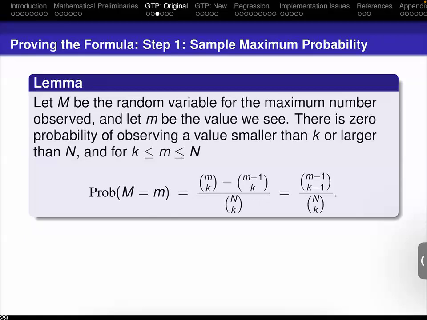I can also use this to give another proof of Pascal's identity. If I want the largest serial number to be m, I have to choose m. How many choices do I have left now?